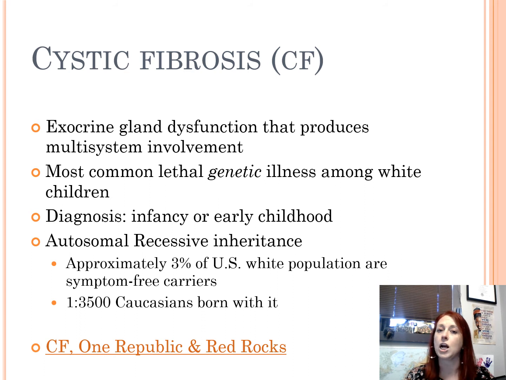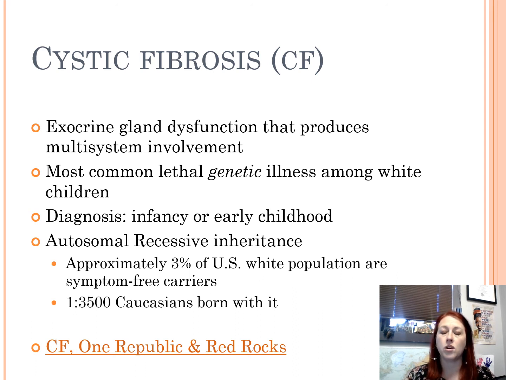are symptom-free carriers. This is an autosomal recessive trait, so if both parents are carriers, they have a 1 in 4 chance of having a child with cystic fibrosis. So that's per pregnancy. This is a 1 in 4 chance per pregnancy. So if they have 4 kids, all 4 kids can have it. It could be 1 of the 4, but it could be all 4 kids. So it's a 1 in 4 chance per pregnancy. And the incidence for this is about 1 in 3,500 Caucasians born with it in the United States. So that's a decent number that we see.